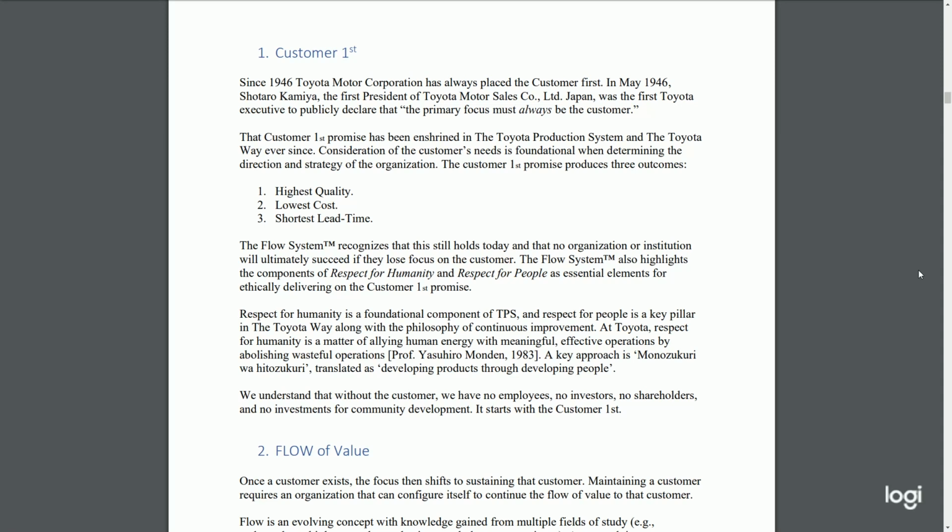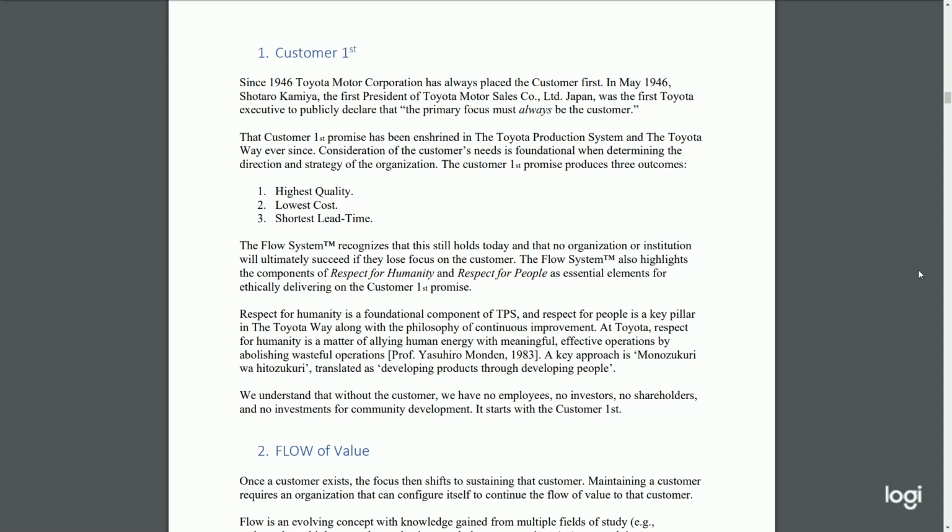The customer-first promise produces 3 outcomes. 1. Highest quality. 2. Lowest cost. 3. Shortest lead time. The flow system recognizes that this still holds today, and that no organization or institution will ultimately succeed if they lose focus on the customer. The flow system also highlights the components of respect for humanity and respect for people as essential elements for ethically delivering on the customer-first promise.